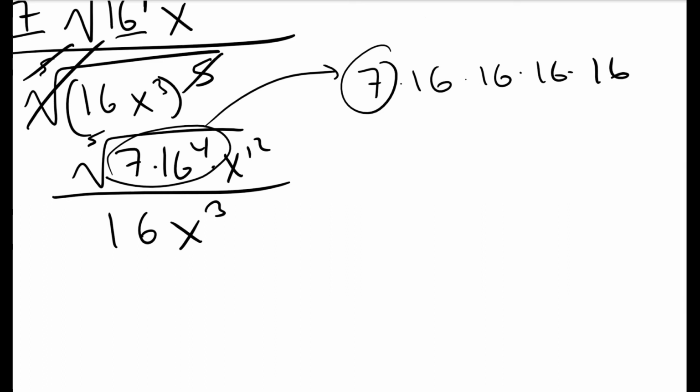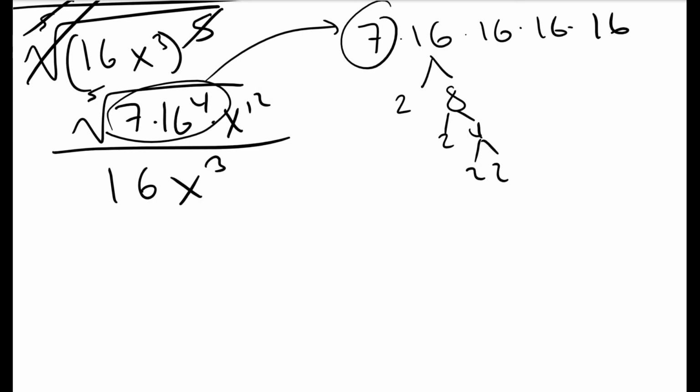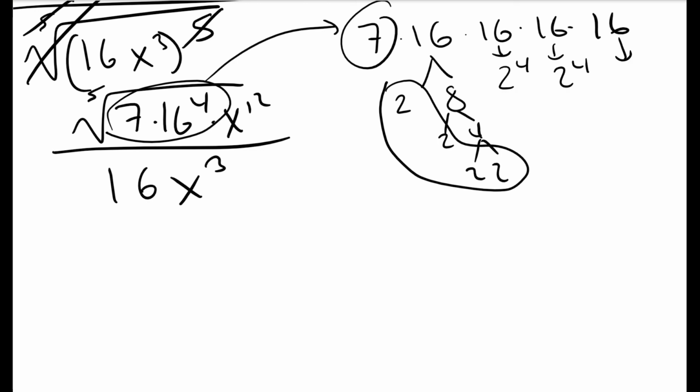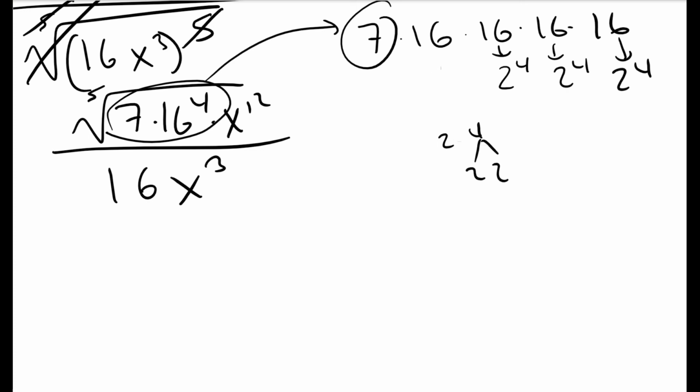So 16 is 2 times 8, 2 times 4, and then 2 times 2, right? So basically 16 is equivalent to four 2s. And this is going to be equivalent to another four 2s, and so on for each 16. So we have a total of 4, 4, 4, 4. That's sixteen 2s. That's a lot of 2s. So I'm going to take this and replace it with another 2 to the 4th. Now, four 2s, four 2s, four 2s, four 2s, and then a 7.